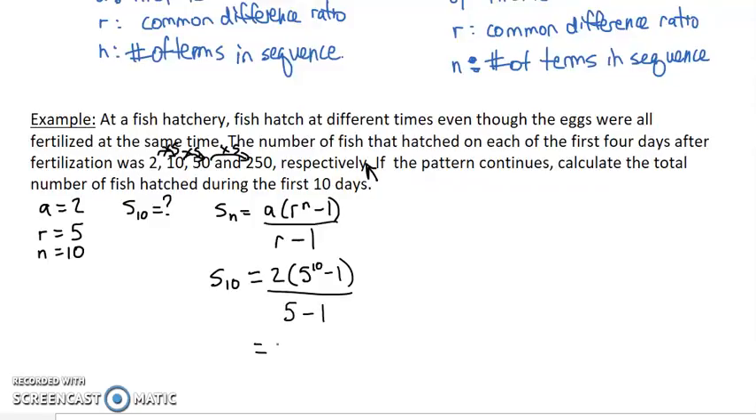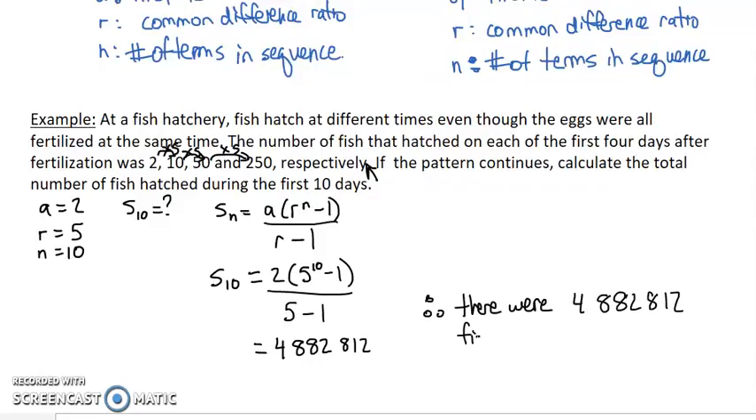And what we're left with is 4,882,812. That seems like a lot, but I'm going to go back and write this out in a second. Let's conclude this first and say, therefore, there were 4,882,812 fish born over the 10 days.